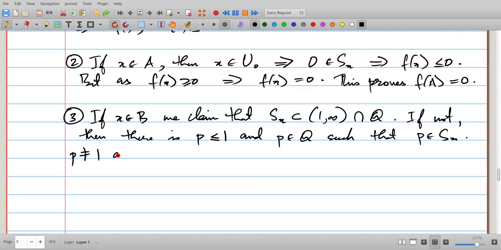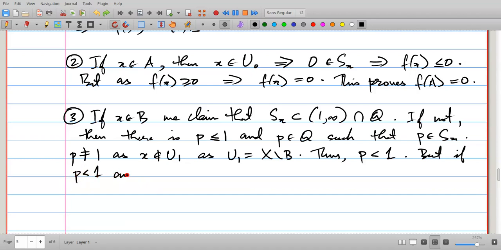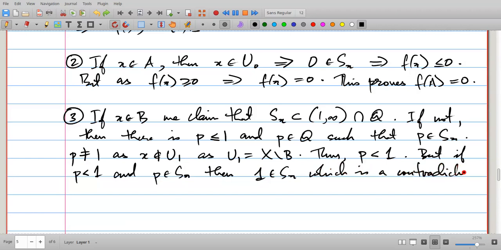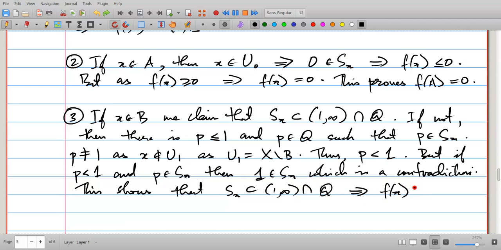P cannot be equal to 1 as x does not belong to U1, as U1 is equal to X minus B. Thus, p has to be strictly less than 1. But then, as we observed, if p is strictly less than 1 and p is in S of x, then 1 belongs to S of x, which is a contradiction. So this shows that S sub x is contained in [1, infinity) intersected with Q. So this implies that f of x is greater than or equal to 1.